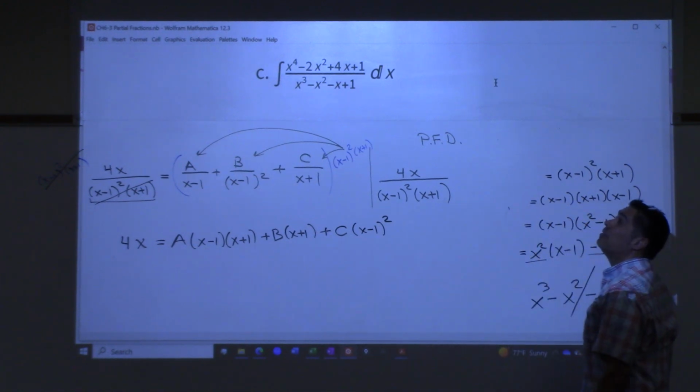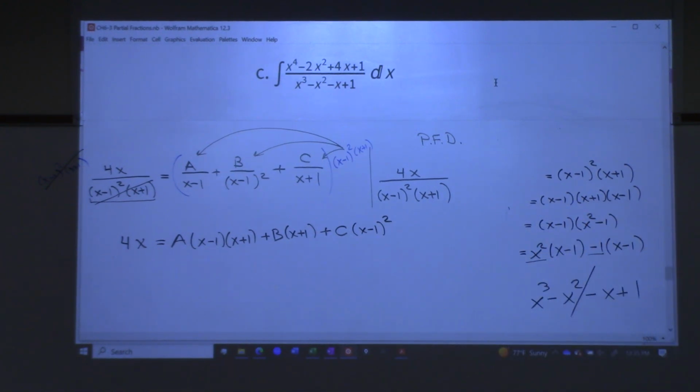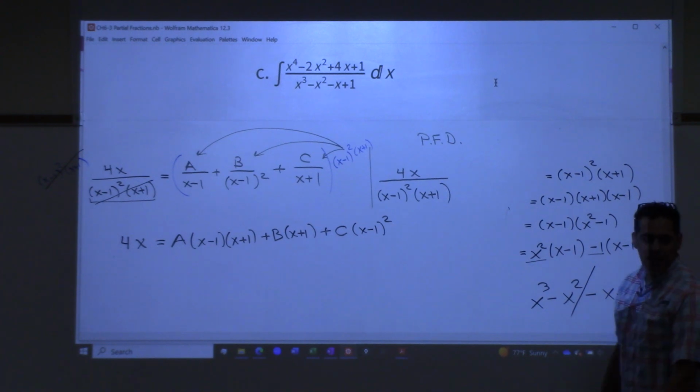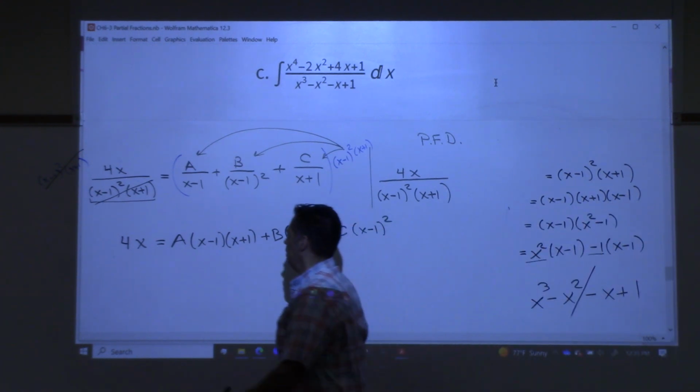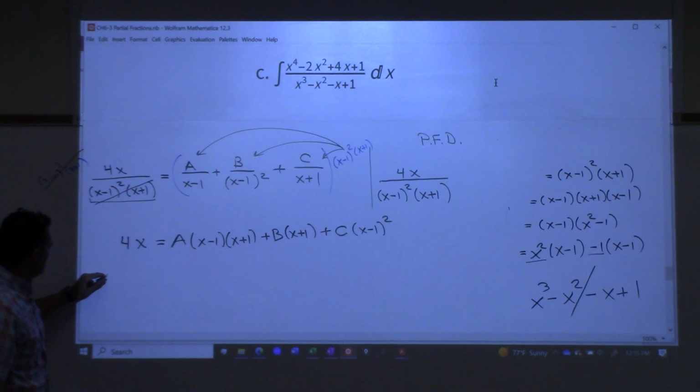I'm really hoping we can do the short method here. I can? Can I? A cancels with both of them. Yeah, so let's see. I'm going to try the short method.